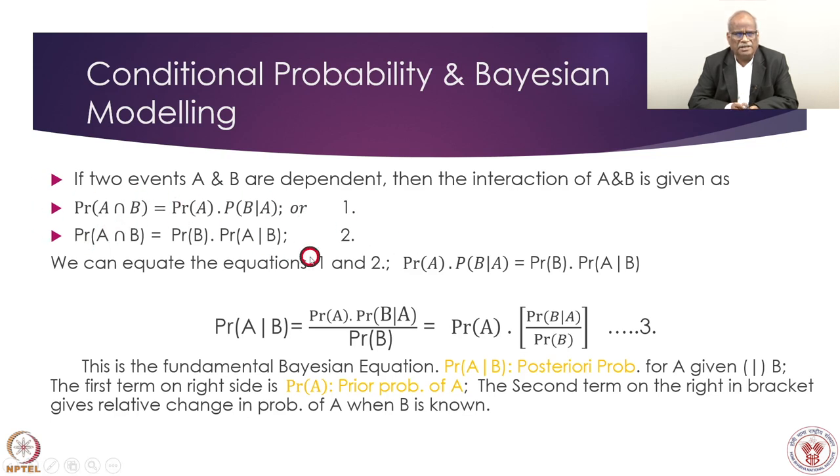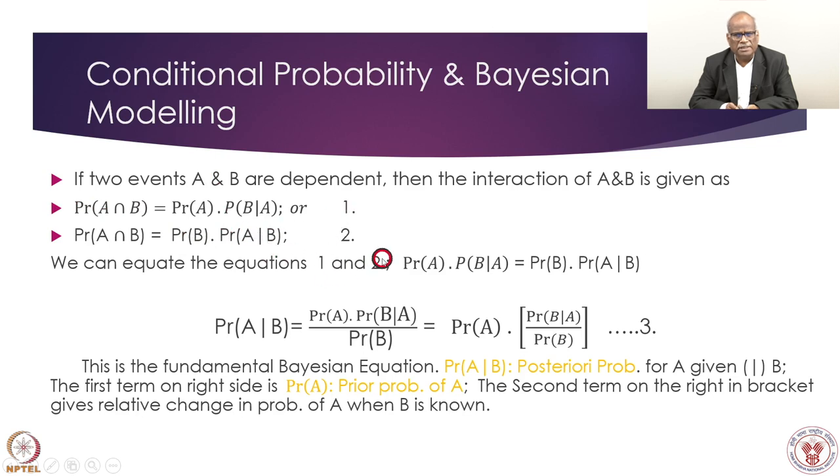a simple Boolean intersection, probability of A intersection B. If they are dependent events, then it will not be simply probability of A multiplied by probability of B. It is probability of A intersection B equal to probability of A into probability of B given A. Okay. So we can also say, through Boolean logic itself, probability of A intersection B is equal to probability of B into probability of A given B. Both the equations are equal, because both are equal to probability of A intersection B.